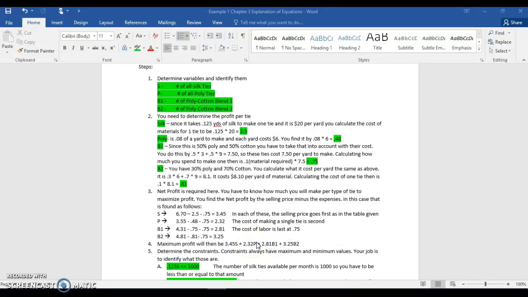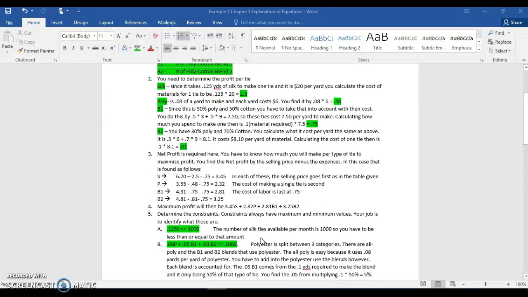It's important to identify that because that's how you know what you're doing to solve it. Now, determining the constraints. This can be a little bit difficult, but you have to remember there's going to be a maximum number of stuff and a minimum number of stuff. So you have to think this out logically, okay? You know that you only use 0.125 yards for each silk tie. You don't know how many silk ties you're going to make, but you know you have to make less than 1,000, because that's the number of ties expected of you each month. That's your available amount each month, and that's according to your reading.